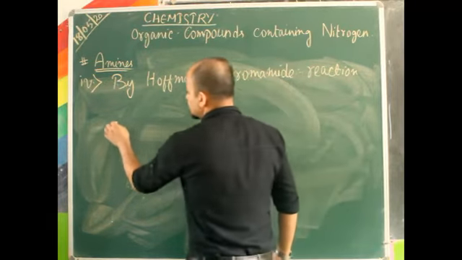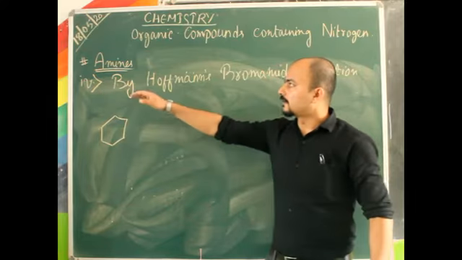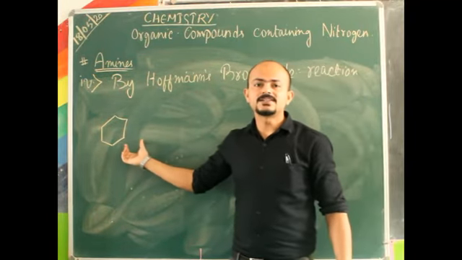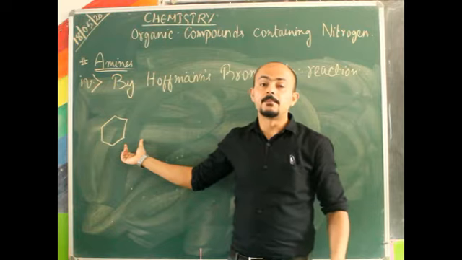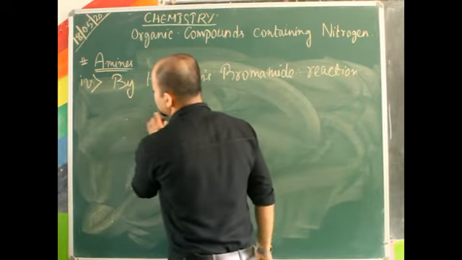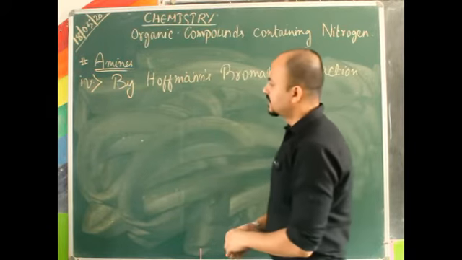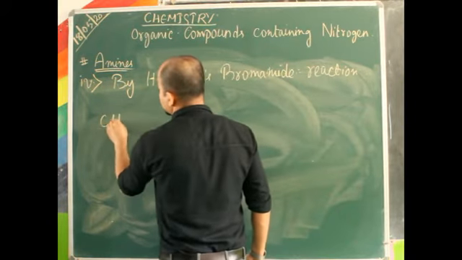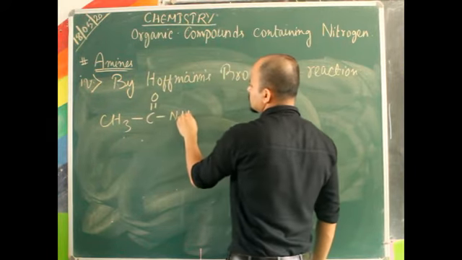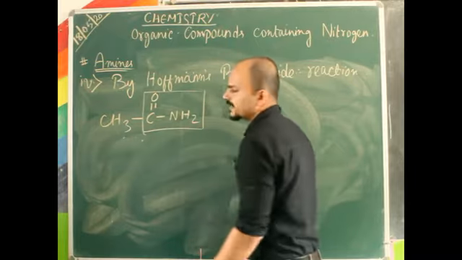So in this method also, first degree amines can be prepared from corresponding first degree amides. Please look at it carefully. So let's begin with a general reaction first. Let's take an aliphatic compound, CH3 C double bond O NH2. So this is an amide group. This CONH2 is what? Amide group.